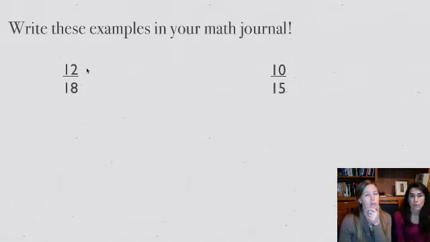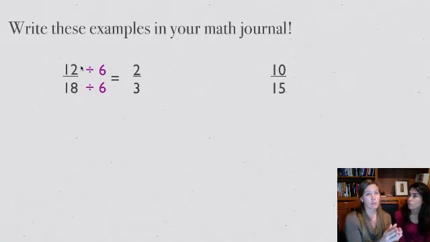So instead of multiplying both of these by 6, I'm going to divide them both by 6. So what happens when I do that? 12 divided by 6 ends up being 2. 18 divided by 6 ends up being 3. So I have now simplified 12/18, and it is now 2/3. But those two are equivalent. Okay? So again, we're just sort of working backwards.